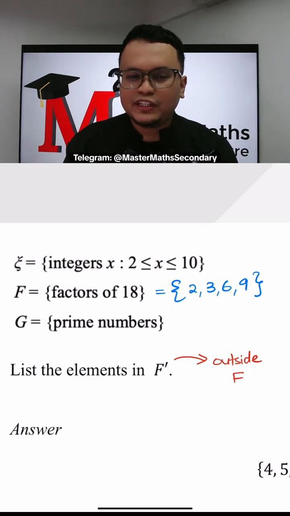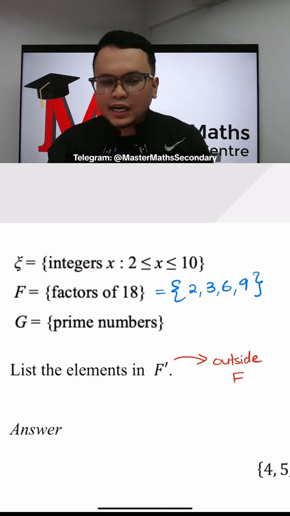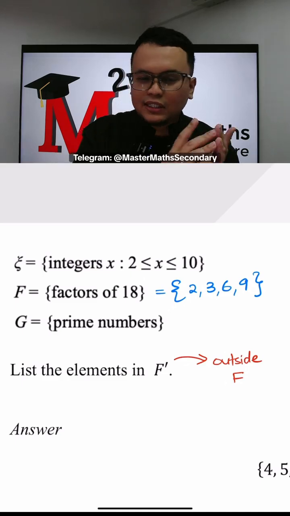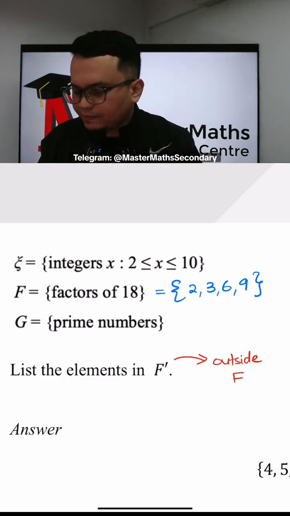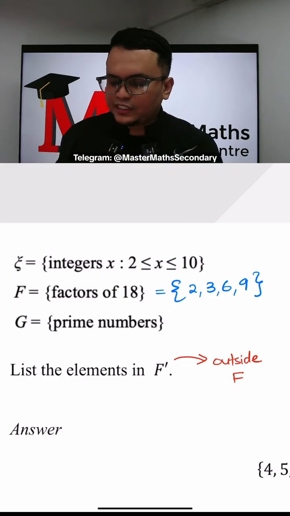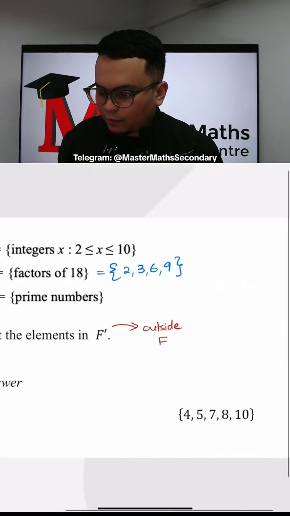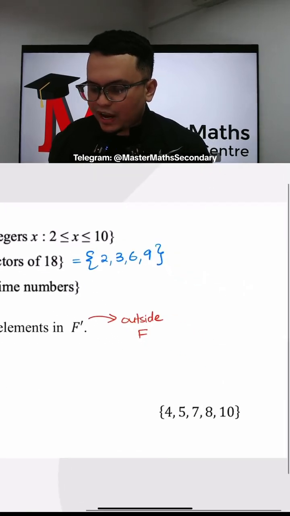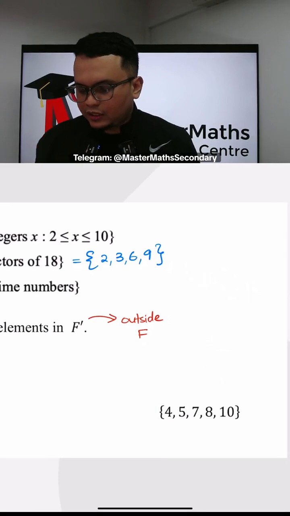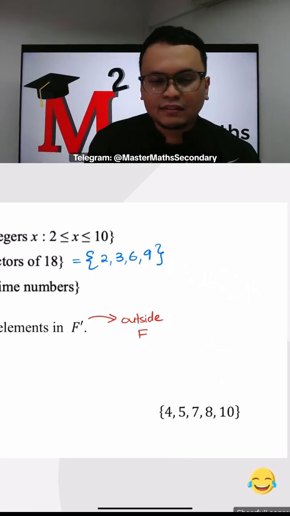The elements of F and G must all come from your universal set. If it's not inside, then we cannot use it. So the elements of F would just be 2, 3, 6, and 9. So elements that are outside of F, F complement or F prime, would just be everything else. So 4, 5, 7, 8, and 10.